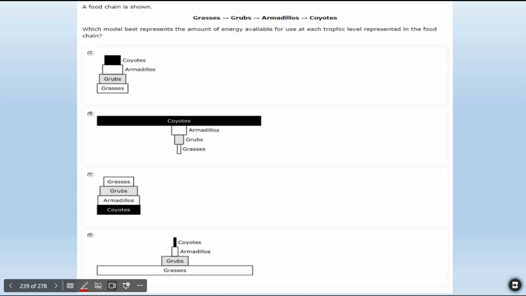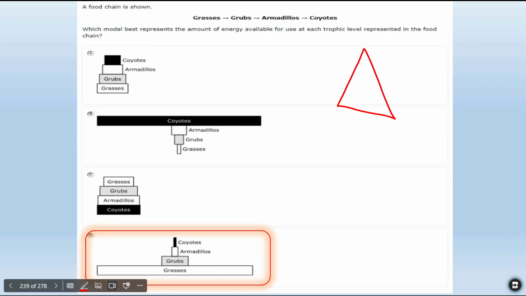Okay, which of these models represents the amount of energy available to use at each level? So they just want to know which one is showing us the energy pyramid. In this case, we should realize that we are looking for answer choice D. The grass is the largest part. Here's our large pyramid. Grubs get smaller as you move up. Armadillos get smaller. Coyotes get smaller.